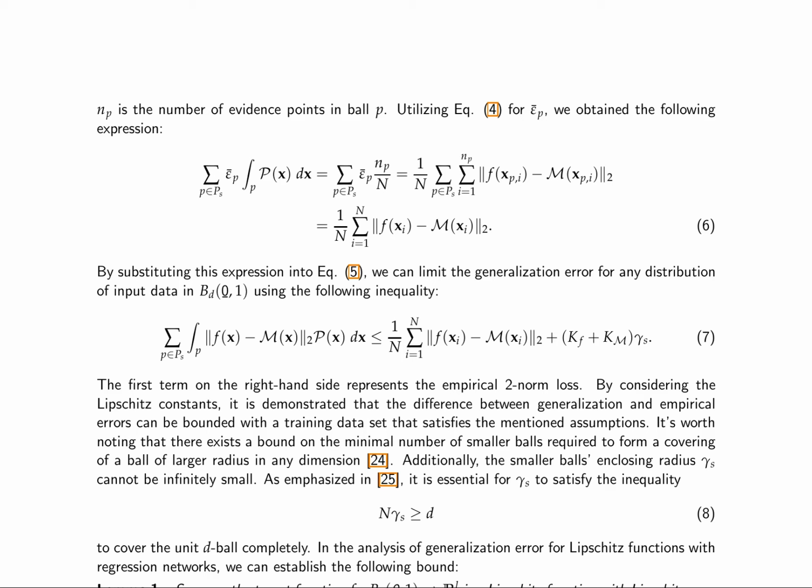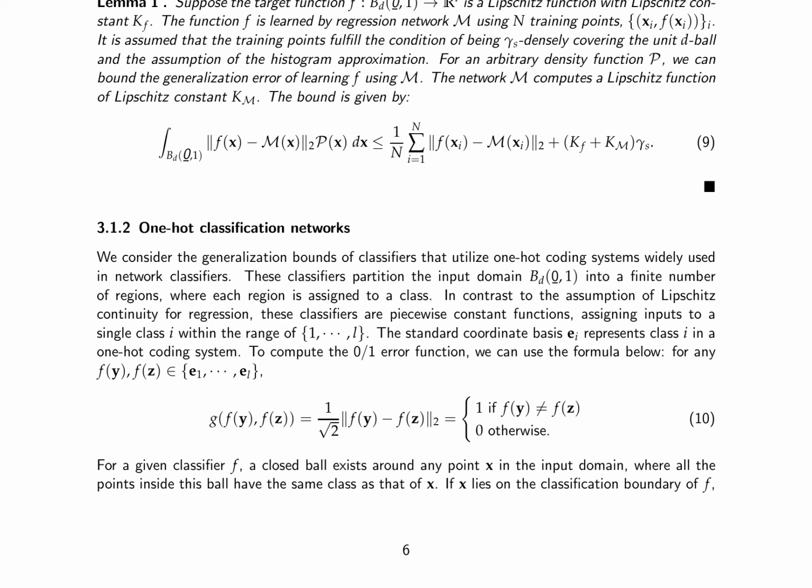For one-hot classification networks, the classifiers partition the input domain into a finite number of regions, each assigned to a class. The 0/1 error function is used to compute the error. The research establishes a bound on the generalization error for both types of networks, demonstrating the importance of the Lipschitz constants and the assumptions made.